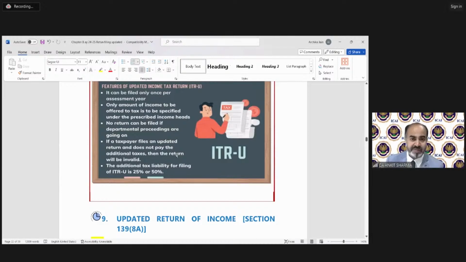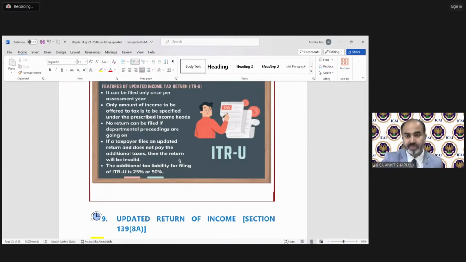If a taxpayer files an updated return and does not pay the additional tax, then the return will be invalid. You have to pay some additional tax also. It's a kind of penalty, you can understand. The additional tax will be, in some cases 25% and in some cases 50%. Within 2 years an updated return can be filed.